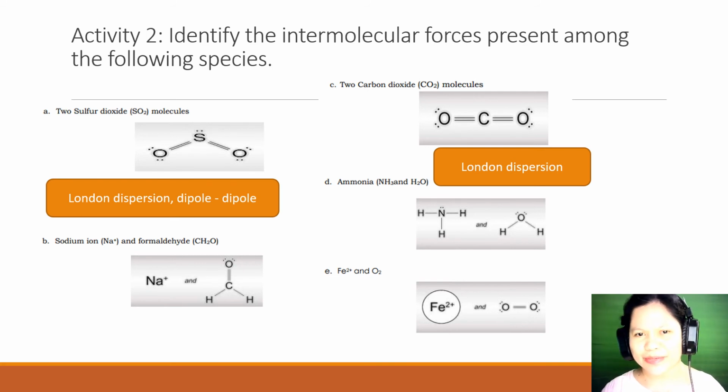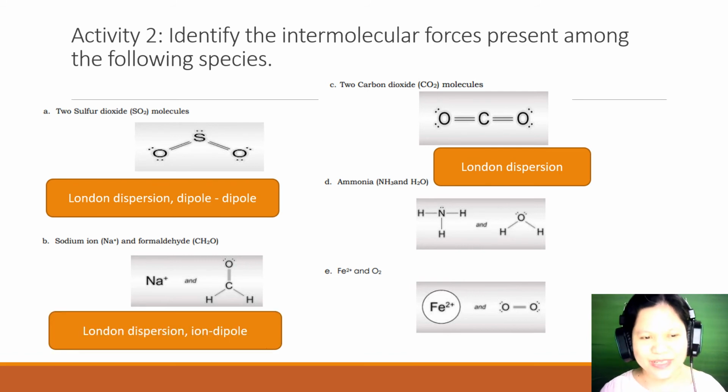Okay, let's have letter C first. Okay, before going to letter B. So for letter B, we have ion-dipole, since sodium is a positive ion, and formaldehyde is in London dispersion.